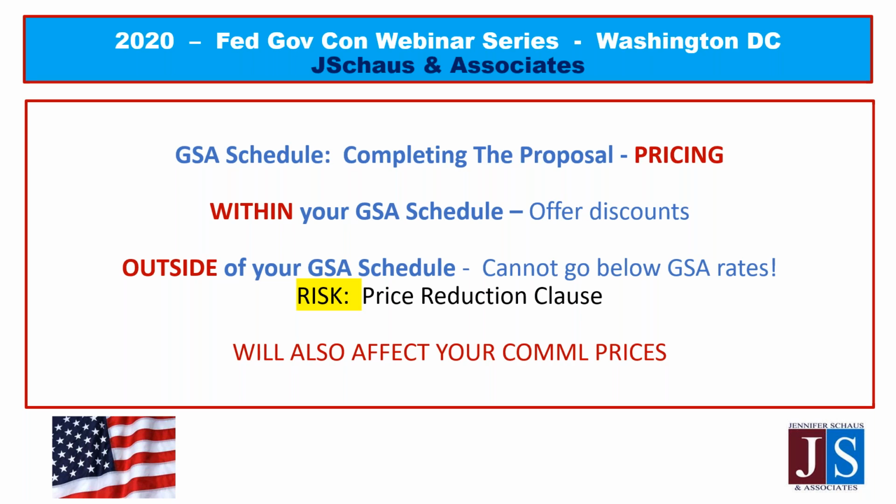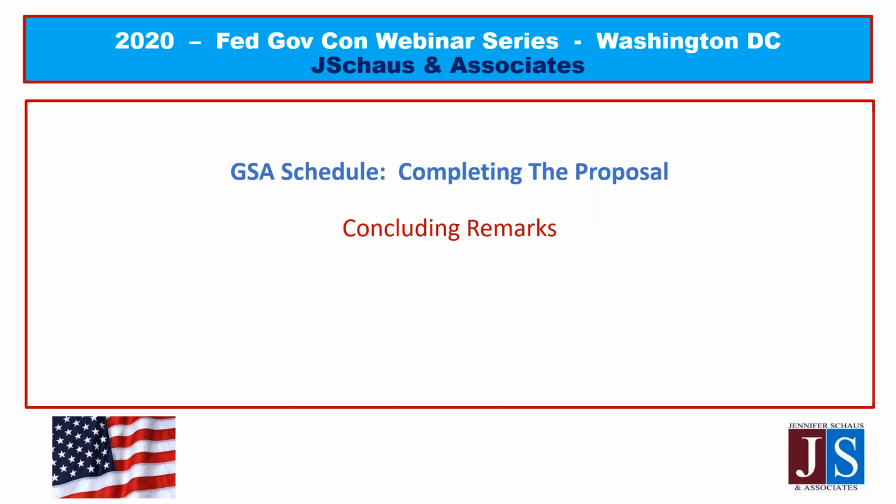So again, within your schedule, you can offer discounts. Outside of your schedule, even if the customer is a government customer, you cannot go below GSA rates. You will then have to pay back GSA, basically the differential, on any government contracts that were awarded through your schedule at that lower rate, and you're then going to have to change your GSA rate to the lower rate that you sold your widget or your labor at. It gets kind of hairy, and again, this is where you need contract administration and people that are paying attention to your pricing.